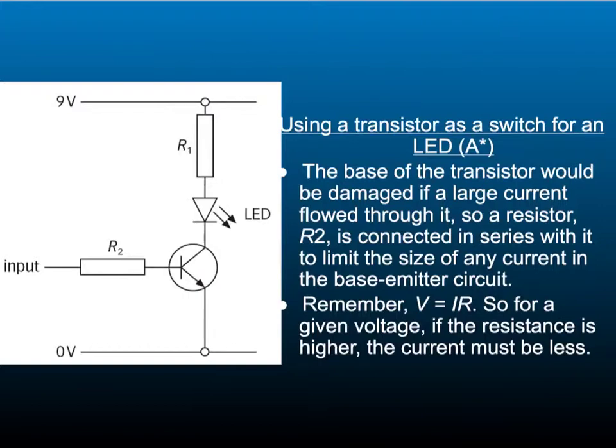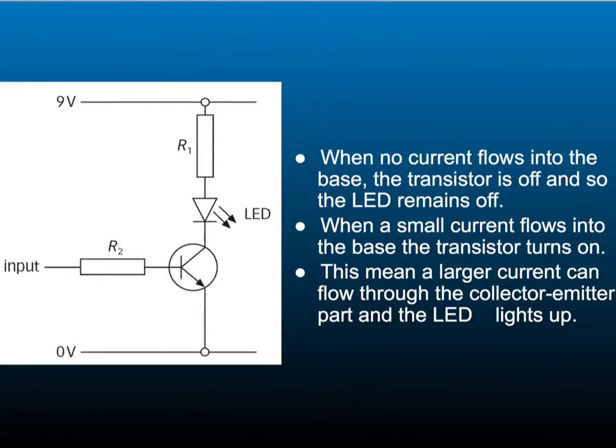The base of the transistor would be damaged if a large current flowed through it. So a resistor, R2, is connected in series with it to limit the size of any current in the base emitter circuit. Remember, when there's no current in the base, the transistor's off and the LED's off. When there's a small current flowing through here, it allows a much larger current to flow through this part of the circuit, the collector and the emitter, and that's what causes the LED to light up.